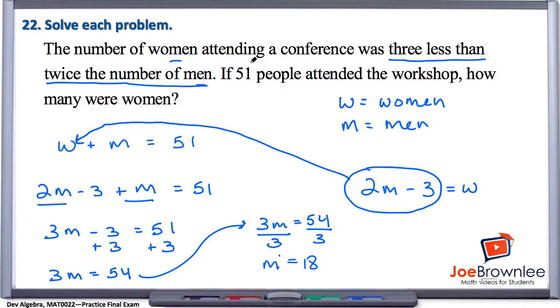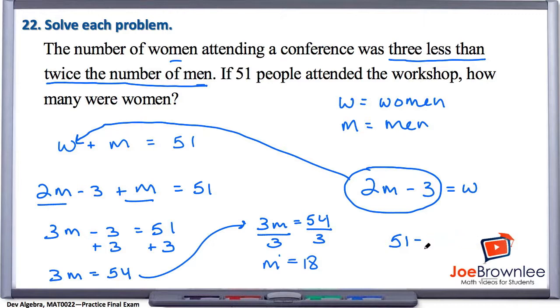So you could do one of two things. You could say, all right, well, I know 51 people total attended this thing, and if 18 of them were men, I can say 51 minus 18 gives me 33, which means 33 women attended.